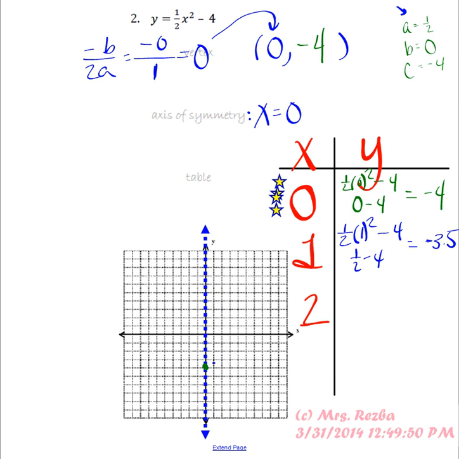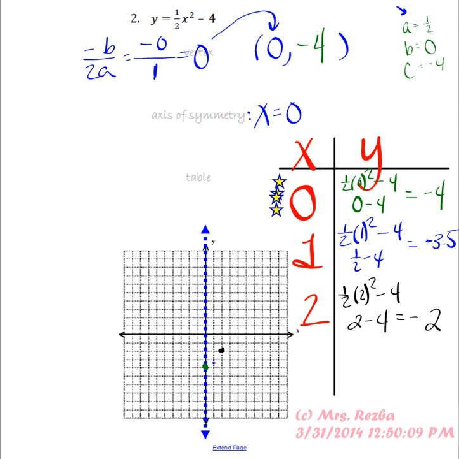Then I'm going to plug in 2. I'm going to have 1/2 times 2 squared minus 4. 2 squared is 4. 4 times 1/2 is 2, so I'm going to have 2 minus 4. 2 minus 4 is -2. So I have the point 2, -2. Over 2, down 2.